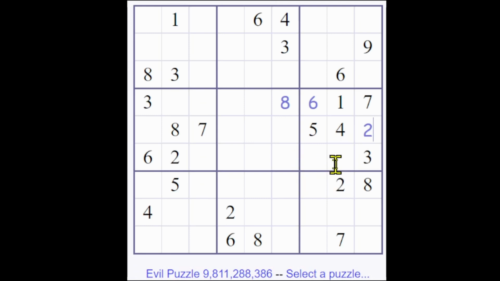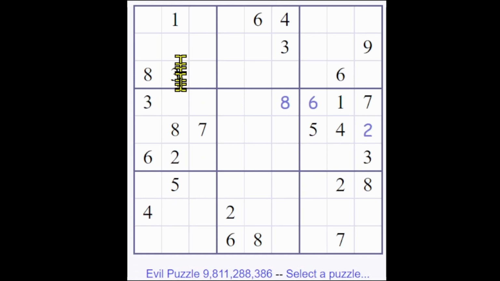While I was staring at the 6s, I noticed the 6 and a 7 in this box prevent a 6 and a 7 from going in this cell. And the 6 and a 7 in the bottom row prevents a 6 and a 7 from going in this cell. And that leaves only this cell here and this cell here for a 6 and a 7.